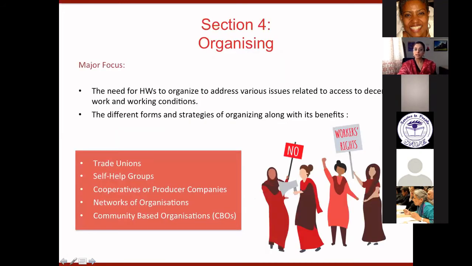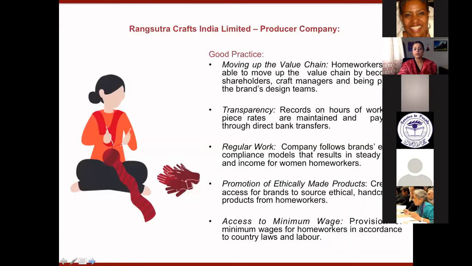The fourth chapter is on organizing, the need for home workers to organize to address various issues related to access to decent work and working conditions, and the different forms and strategies of organizing along with its benefits. So these are all the cases that we've observed. So as you know, home workers organize as trade unions, self-help groups, cooperatives or producer companies, networks of organizations, and community-based organizations. We've also tried to pick some good practices from the ground, and we've added them to the toolkit.